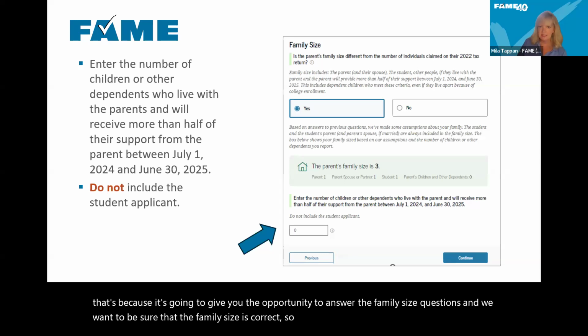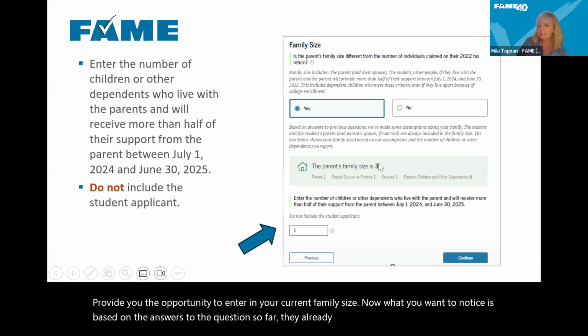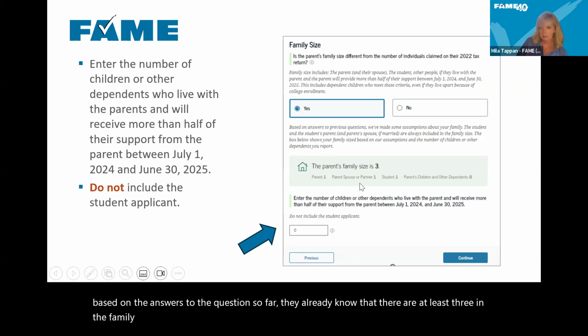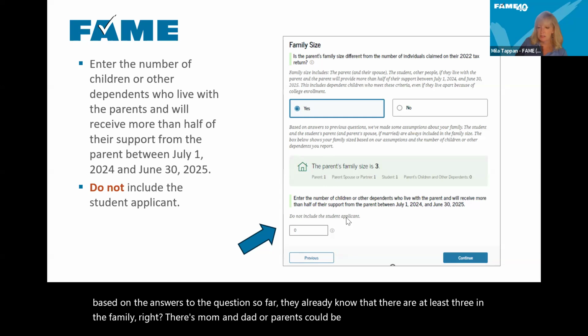So you're going to say yes to that, which will provide you the opportunity to enter in your current family size. Now, what you want to notice is based on the answers to the questions so far, they already know that there are at least 3 in the family, right? There's mom and dad or parents, could be 2 moms. So there's them and the student.